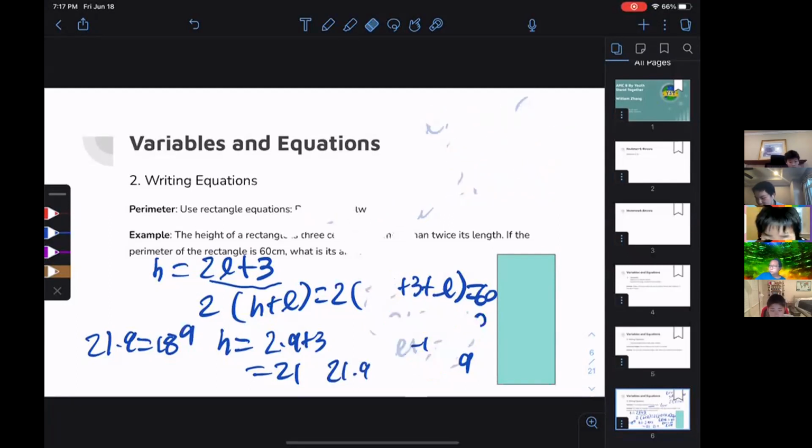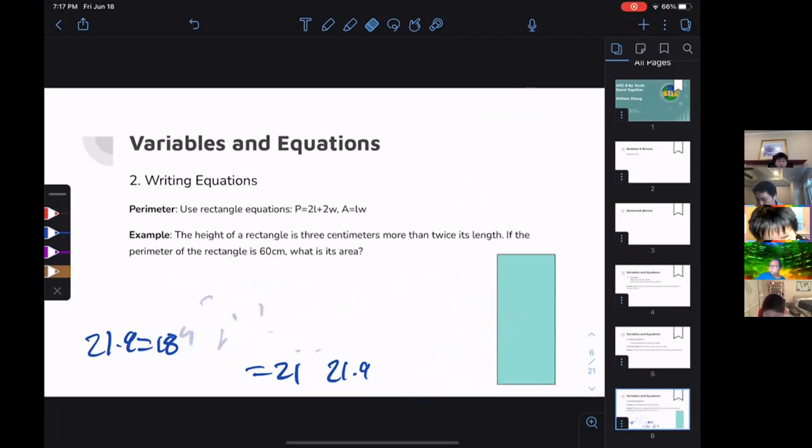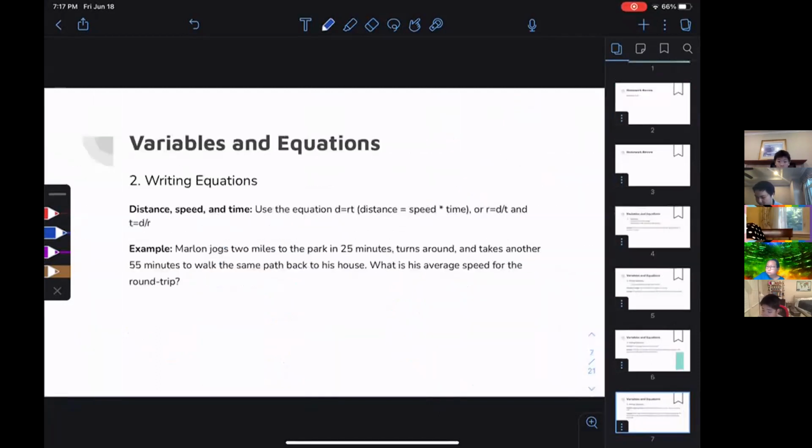I'm sure many of you already knew the area and perimeter formulas for rectangles, but yeah, just to cover it and reinforce it again. There will be other geometric shape formulas and other formulas for different kinds of problems here too.